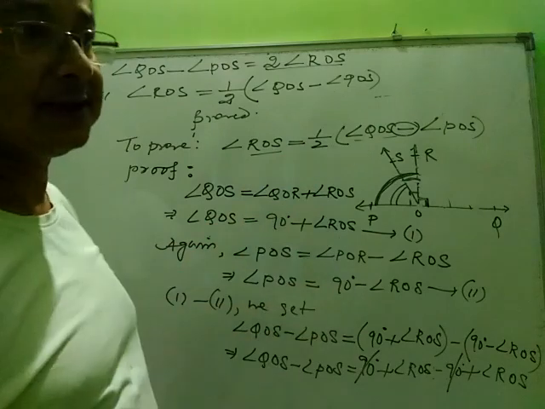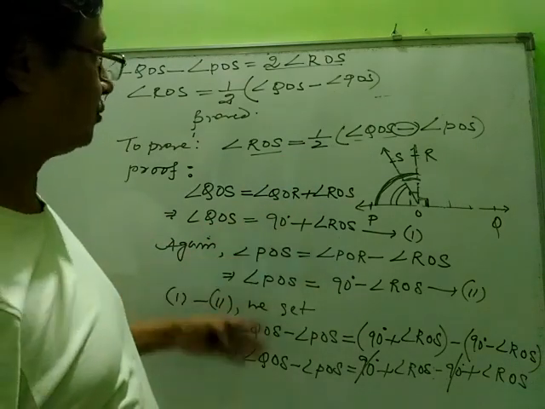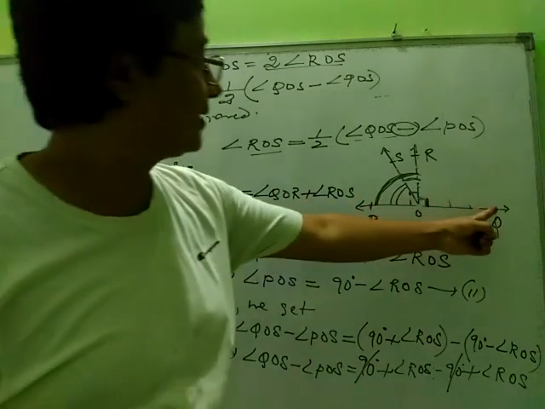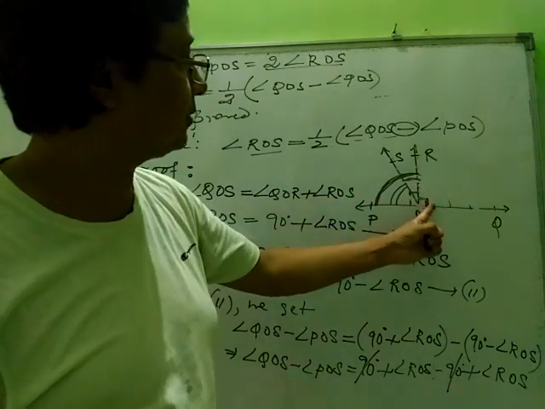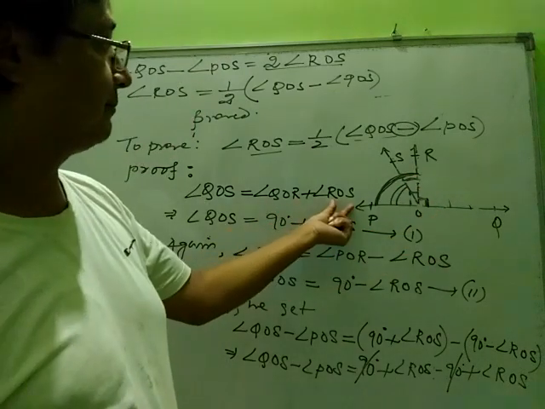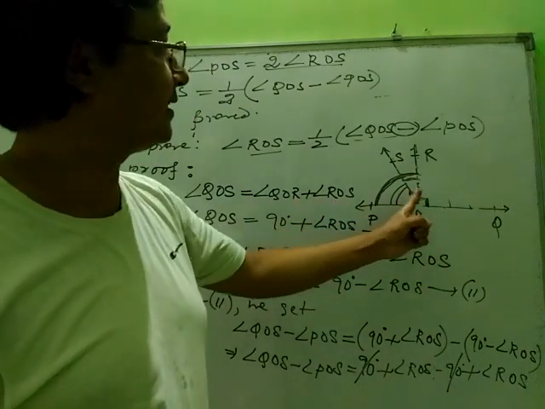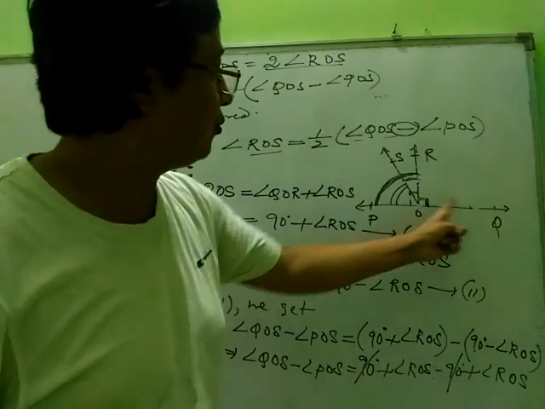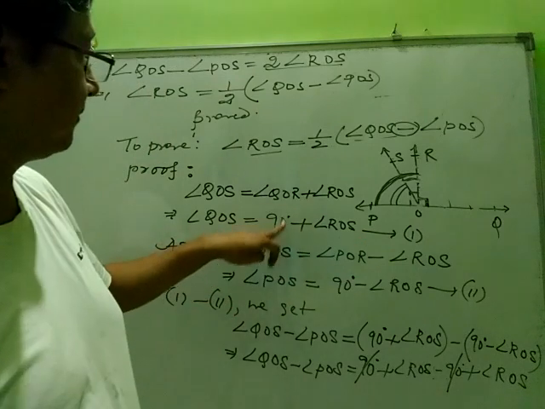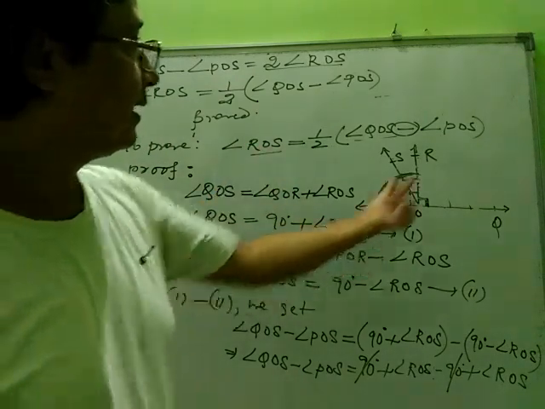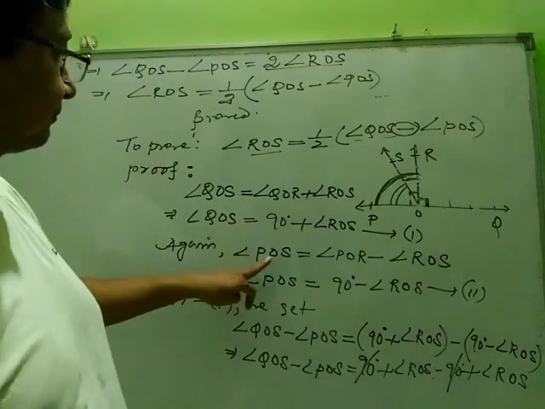There are so many ways of doing the sum. That is why you take QOS first. So this is QOS, the sum of these two adjacent angles. So this plus this, and here both sides are 90 degrees. It is given. So QOR is 90 degrees, plus ROS. Keep it.